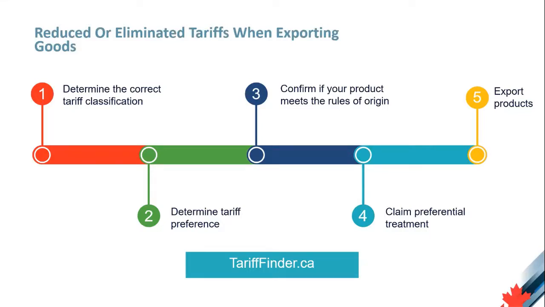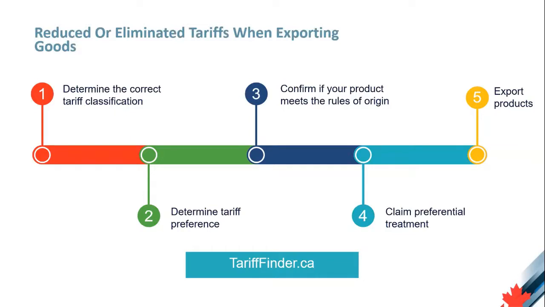So with Canada's free trade agreements, Canadian companies can actually export and sell goods in those countries tariff-free. In order for Canadian companies to enjoy the preferential rates, there are simple steps that you can follow, which are shown on this flow chart. First of all, you need to determine the correct tariff classification of your products.